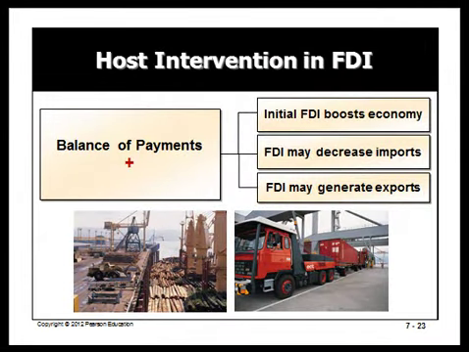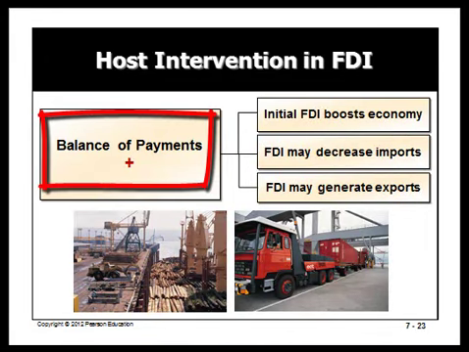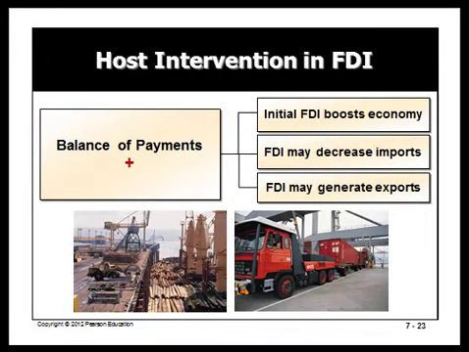Reasons for intervention by the host country. Control balance of payments. Many governments see intervention as the only way to keep the balance of payments under control. Host countries get a balance of payments boost from initial FDI flows. Local content requirements can lower imports, providing an added balance of payments boost. Exports from the FDI can further help the balance of payments position.